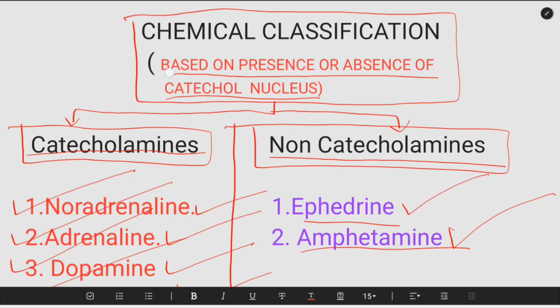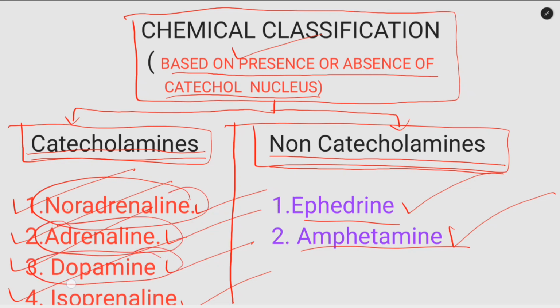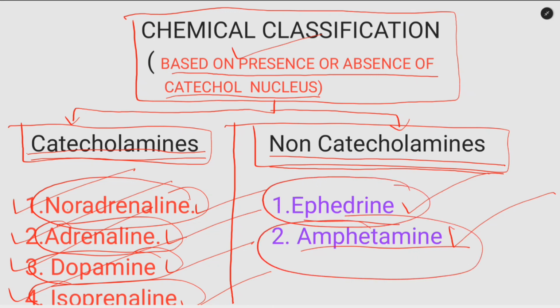Chemical classification of adrenergic drugs is on the basis of presence or absence of catechol nucleus. If catechol nucleus is present, then the adrenergic drugs are classified under catecholamines. If catechol nucleus is absent, then they are classified under non-catecholamines. The examples of catecholamines are noradrenaline, adrenaline, dopamine, and isoprenaline. The examples of non-catecholamines are epinephrine and amphetamine. We are done with chemical classification of adrenergic drugs.